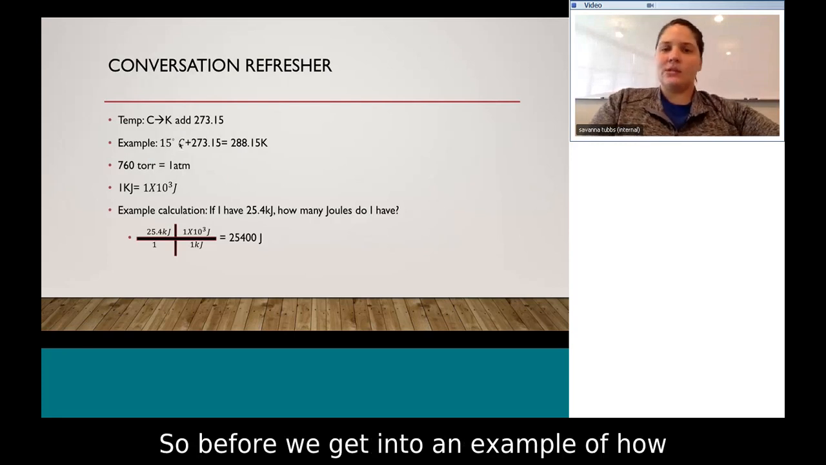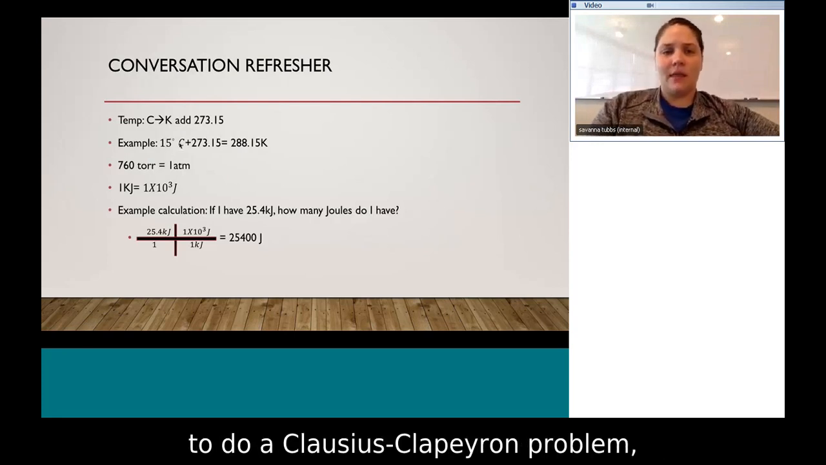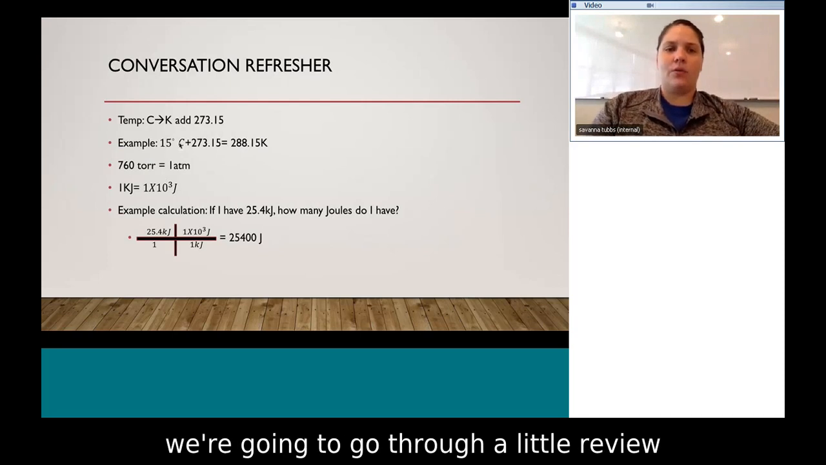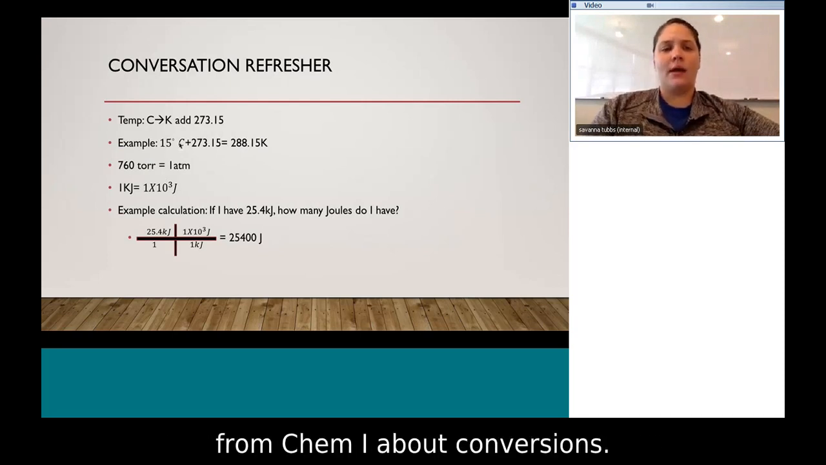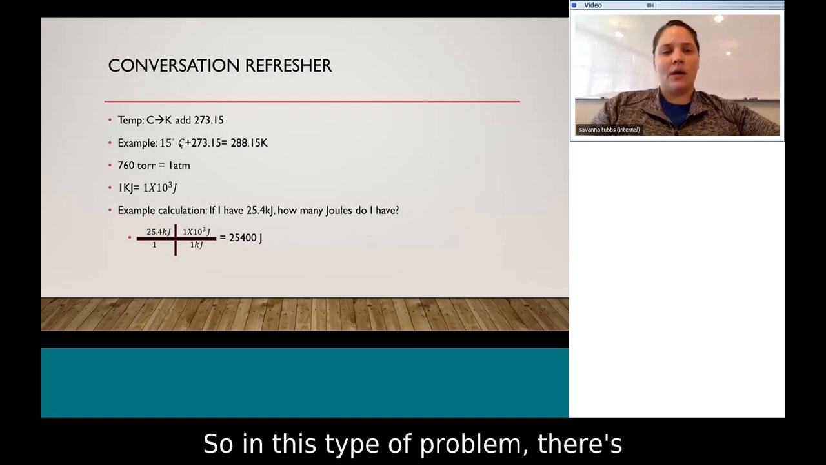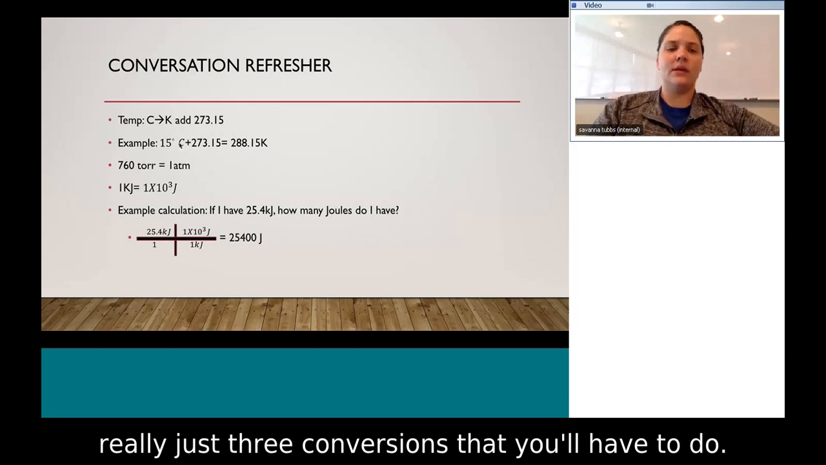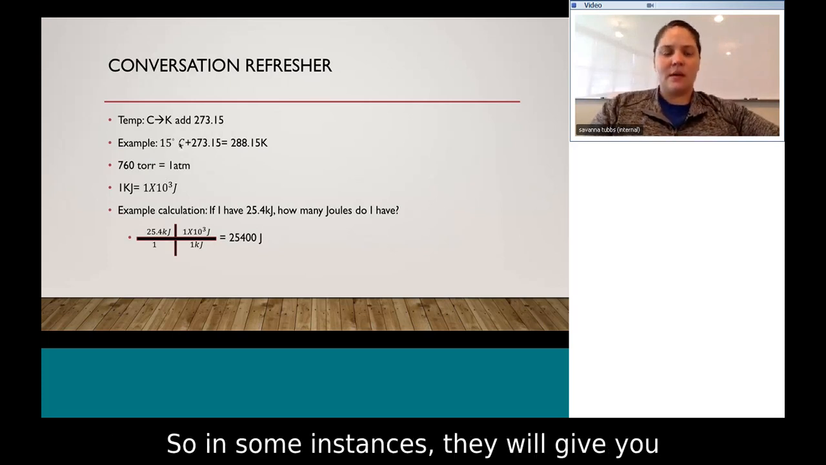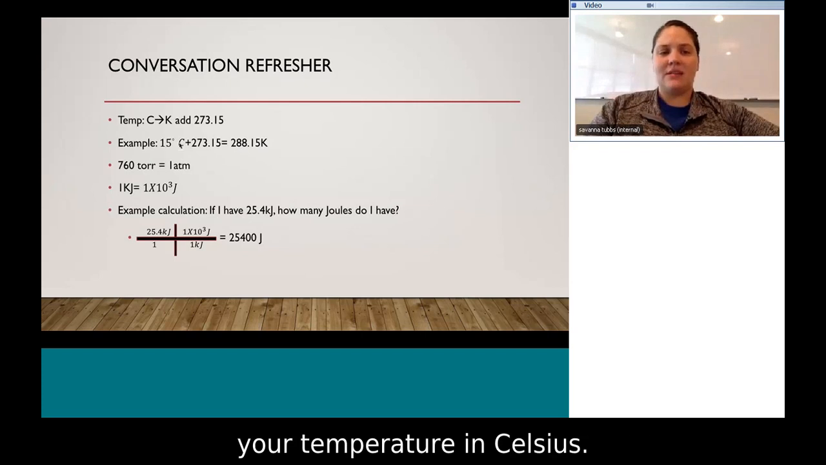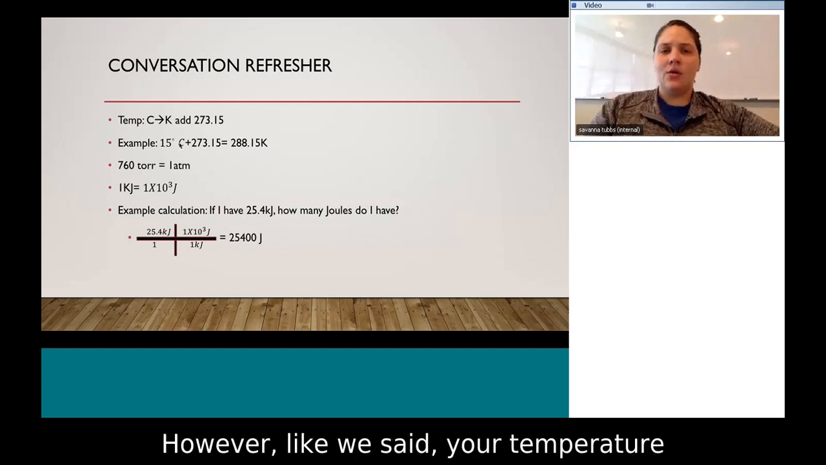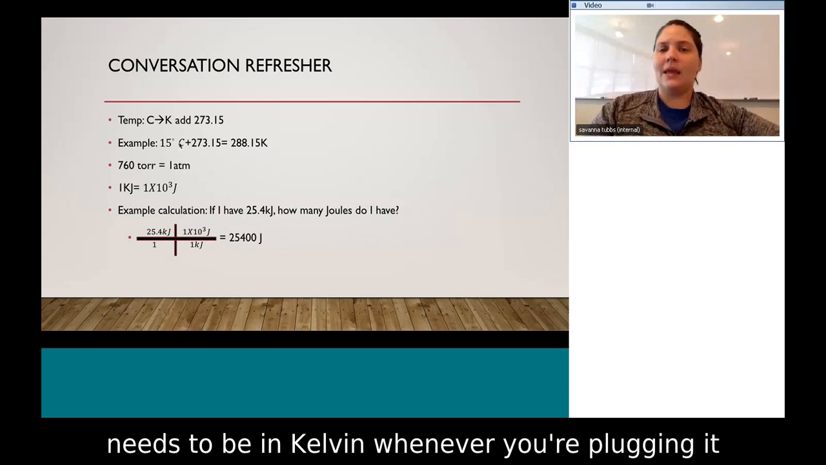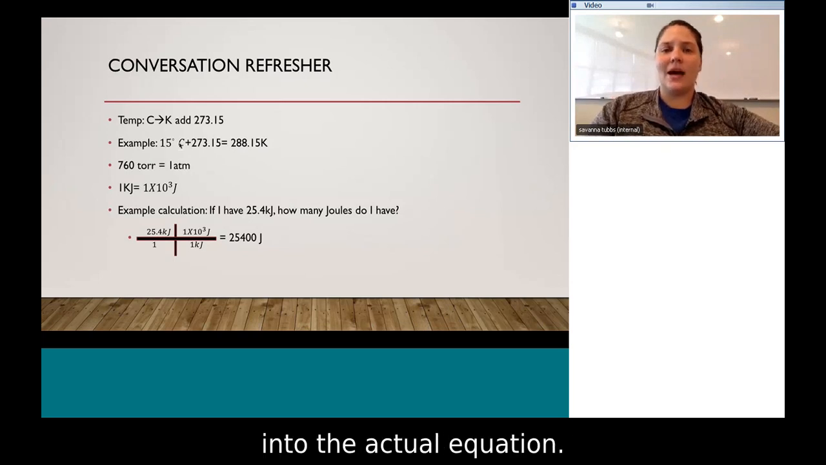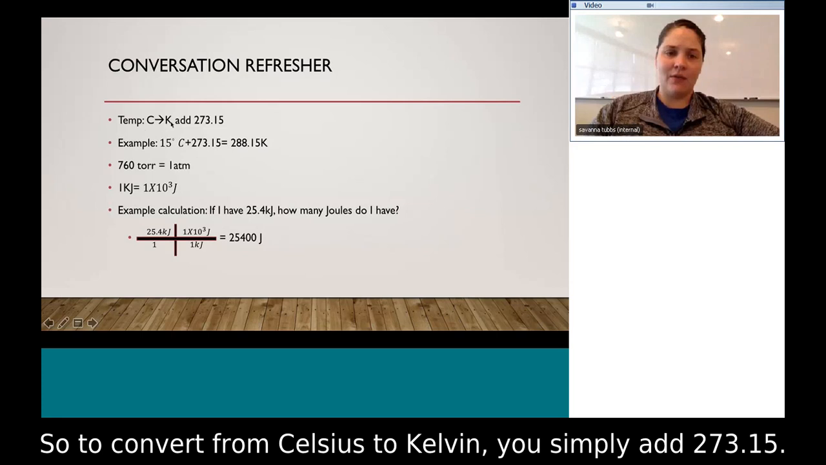So before we get into an example of how to do a Clausius-Clapeyron problem, we're going to go through a little review from Chem 1 about conversions. So in this type of problem, there's really just three conversions that you'll have to do. The first is going to be temperature. So in some instances, they will give you your temperature in Celsius. However, like we said, your temperature needs to be in Kelvin whenever you're plugging it into the actual equation. So to convert from Celsius to Kelvin, you simply add 273.15.